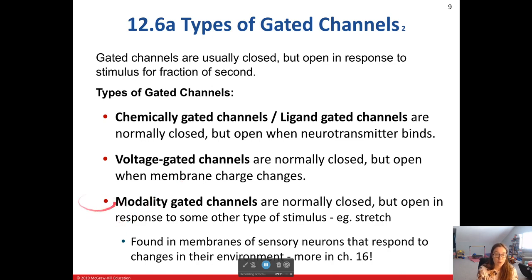And then finally, we have modality gated channels. These are just gated channels that are normally closed, but they open in response to some other type of stimuli that's not a chemical or voltage. A good example of this would be a stretch receptor, right? It's going to open in response to the stretch of the cell. These are often found in membranes of sensory neurons that respond to changes in their environment. We'll talk more about those in chapter 16. So the two we're really focusing on here are chemically gated channels and voltage gated channels.